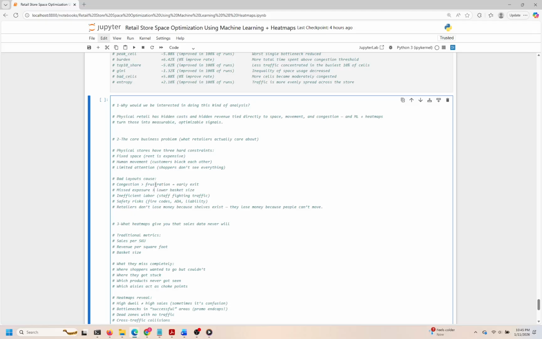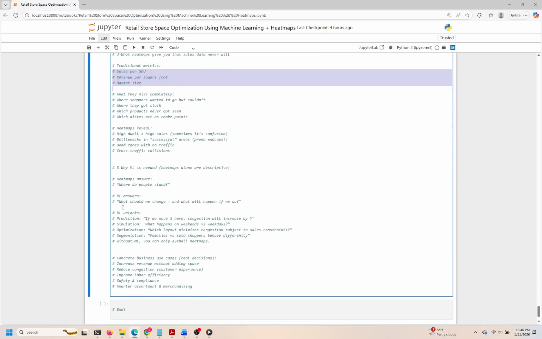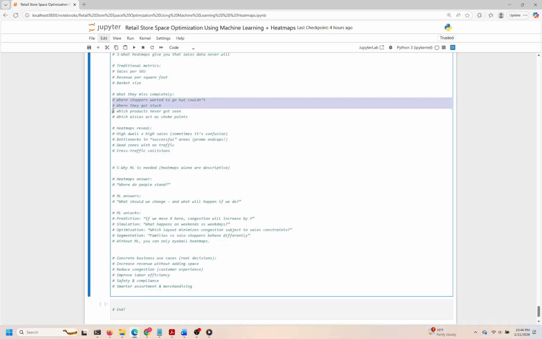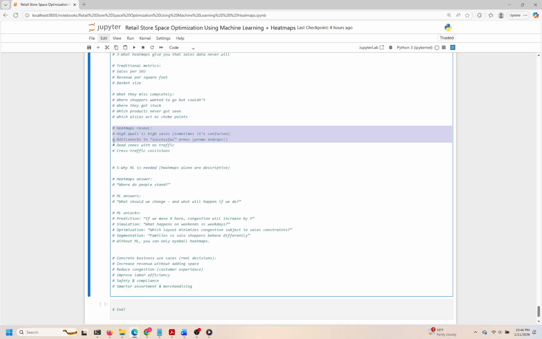However, traditional metrics like sales per SKU or revenue per square foot often fail to capture these dynamics fully. They overlook crucial aspects, such as where shoppers intended to go but couldn't, or where they may have become stuck. Heat maps provide a remedy by visually illustrating these patterns, showing, for instance, that high dwell time does not necessarily equate to high sales. In fact, heat maps can highlight bottlenecks in areas that seem successful, revealing dead zones with virtually no foot traffic, as well as areas where customer collisions frequently occur.